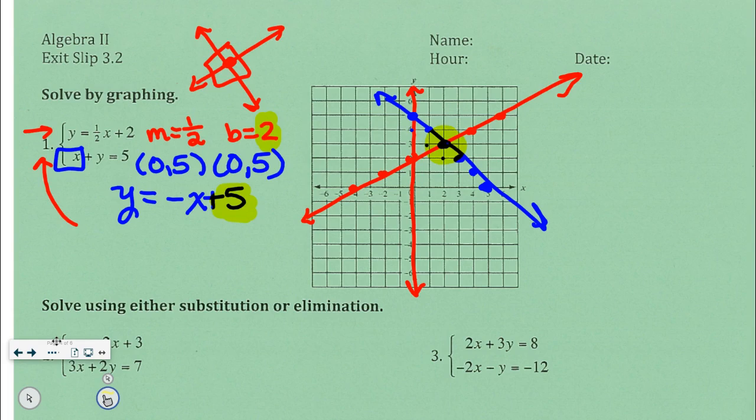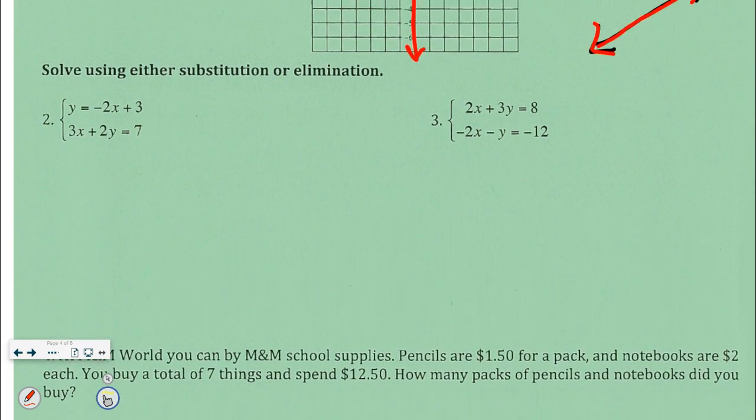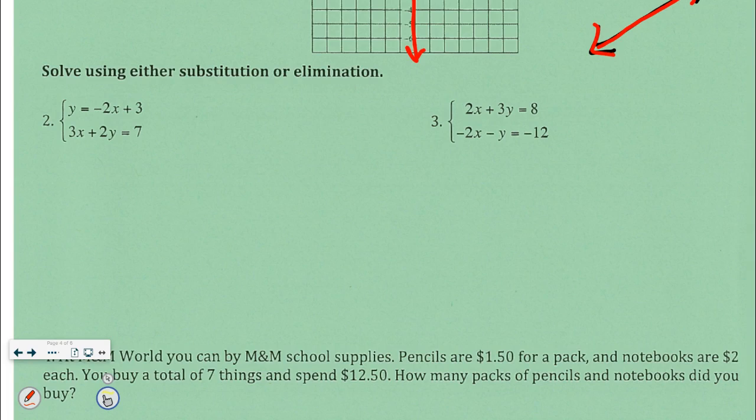Now, if they ran parallel to each other, there would be no points on both, and we would write no solution. If I graphed one of them and it collided entirely with the other one, then we'd say there's an infinite number of solutions. But most of the time, there's one solution, and it's the intersection of the 2 lines.